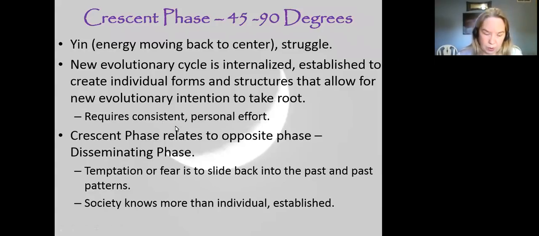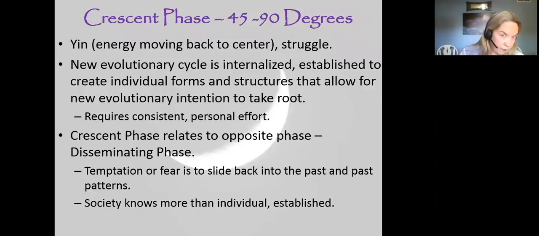But again, whatever two planets, and I'll just use that for sake of conversation, they really have to have a consistent effort here. Part of this is because what's opposite crescent phase is disseminating phase. And the key word for disseminating is society. And so it's kind of like us against the world.